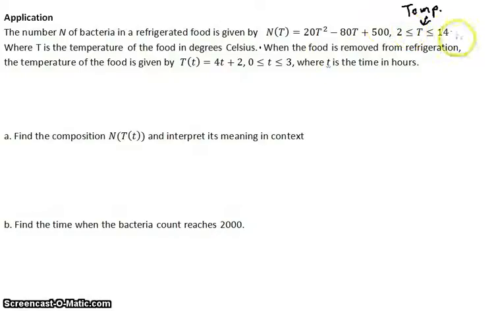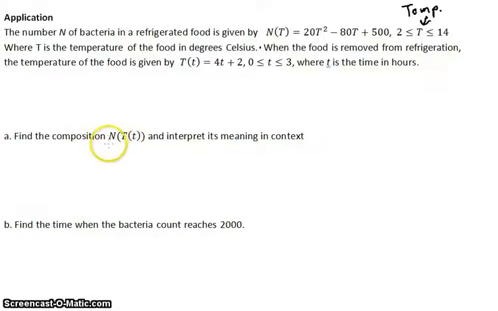It says when the food is removed from refrigeration, the temperature of the food is given by this function, where t is the time in hours. So it's removed from the refrigerator, and this is the new temperature, still in degrees Celsius. For problem A, write the composition and interpret its meaning in context.